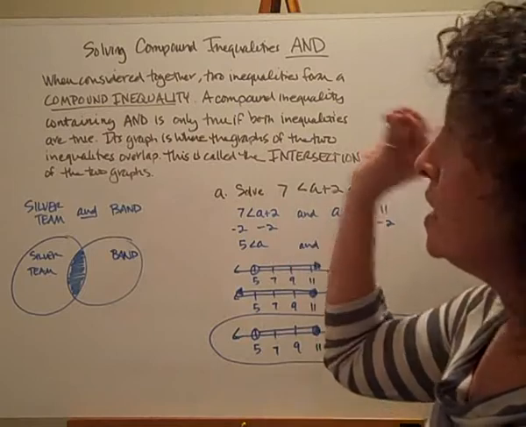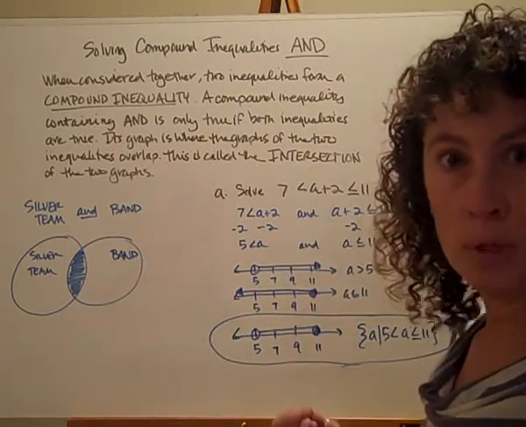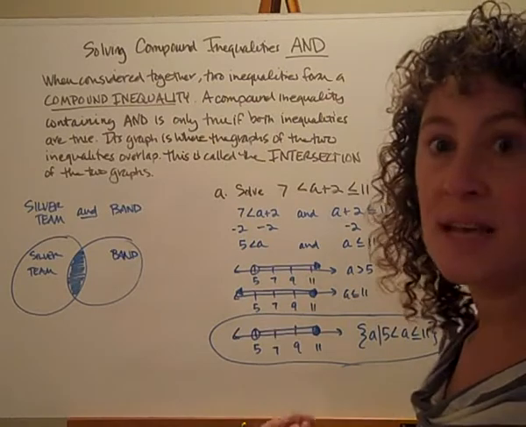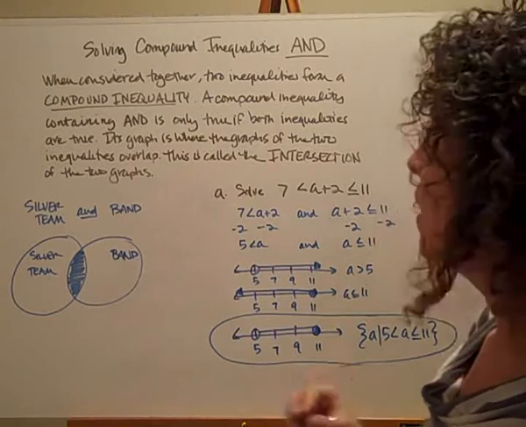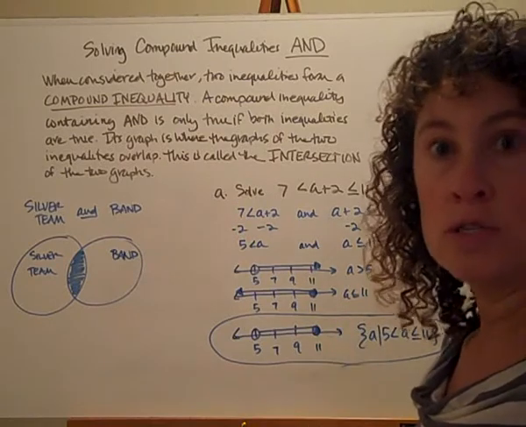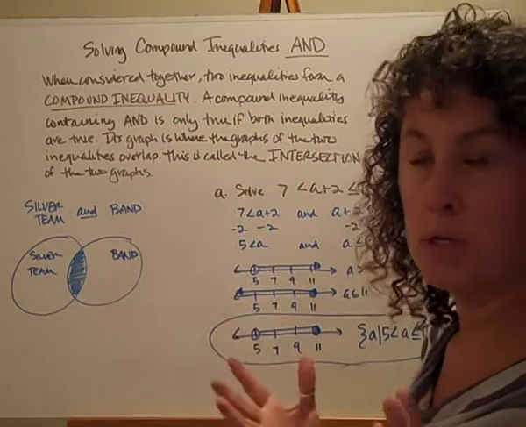So we're going to take a look at each of the inequalities as part of our compound inequality separately. We're going to look at their solutions separately, and then with an and compound inequality, where they overlap, where they intersect, will be the solution set for the total compound inequality.